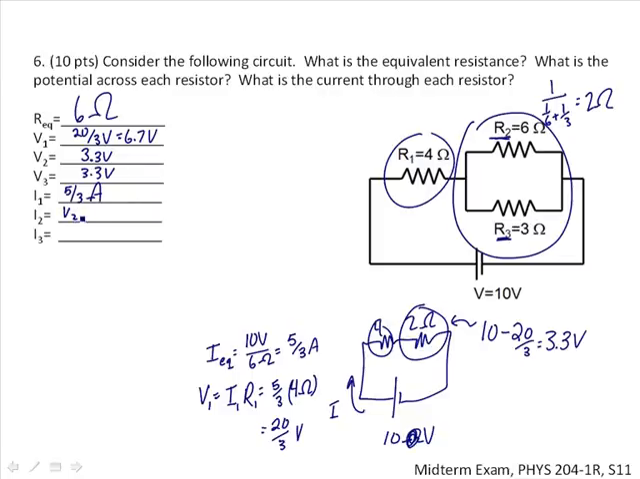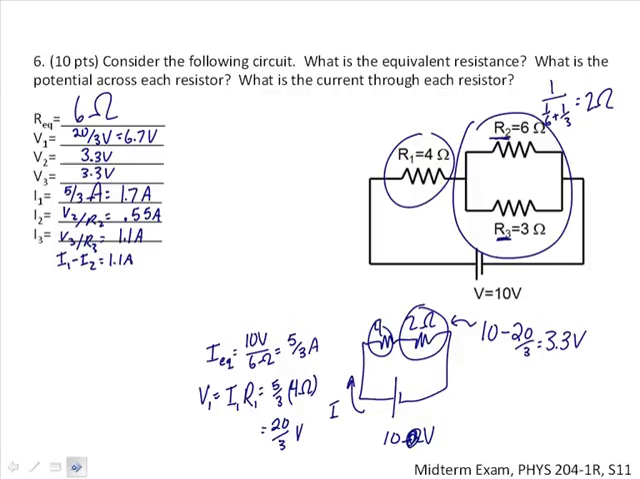I just say I2 is V2 over R2. V2 is 3.3, R2 is 6. That gives me 0.55 amps. And then I can say I3 is V3 over R3, and that's equal to 1.1 amp. Alright, I can either do that, or I can say that I3 is equal to I1 minus I2. That's from the junction rule, and that's also equal to 1.1 amp. This, by the way, is equal to 1.7 amps.